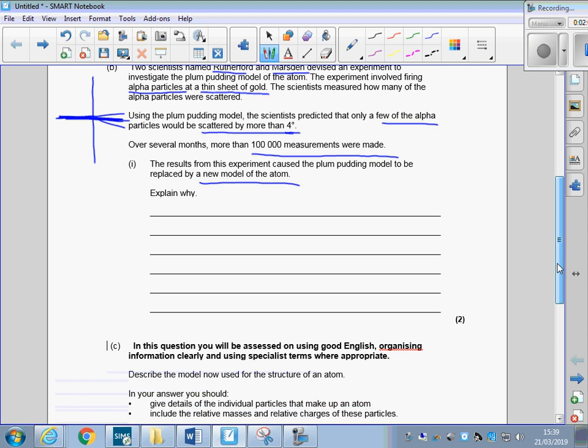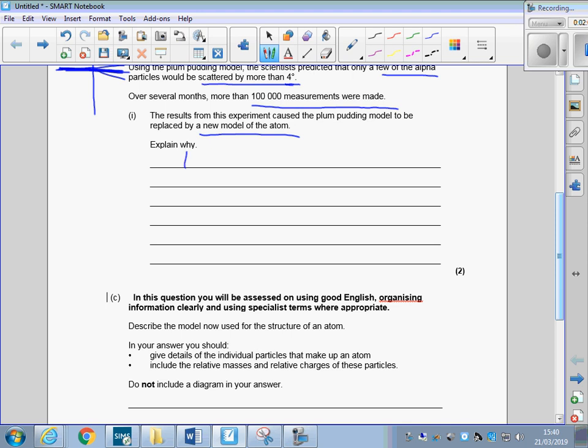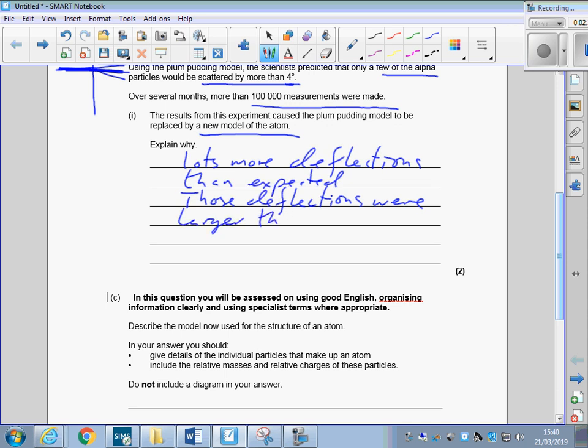Why? Okay, so what they found was there were lots more deflections than expected. And those deflections were also larger than expected. So in simple terms, what we could also add in there is, the evidence from the experiments did not match the old model. So they needed to introduce or think up a new model.